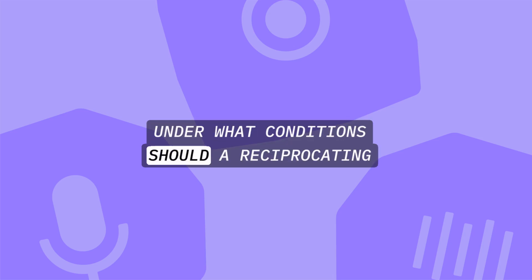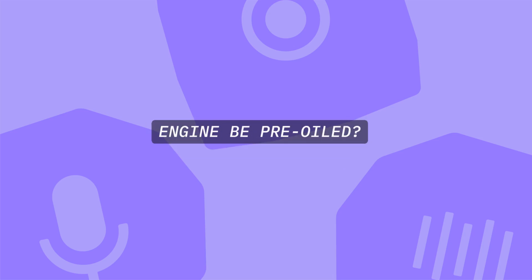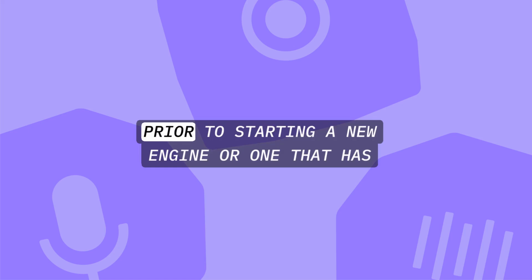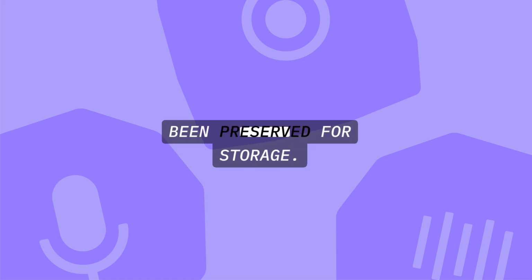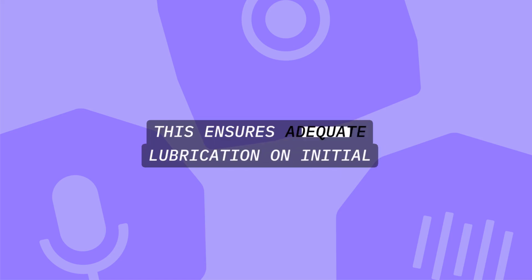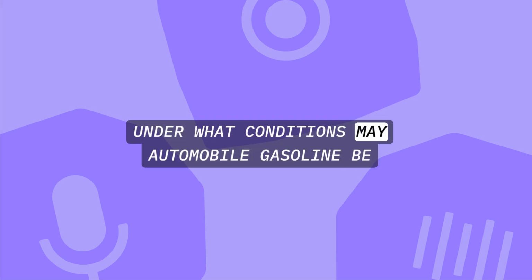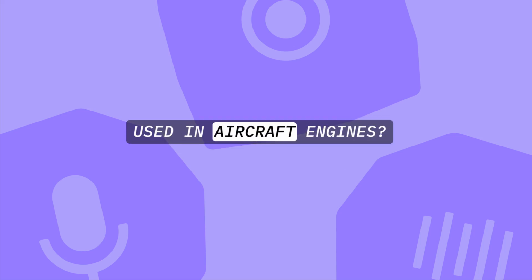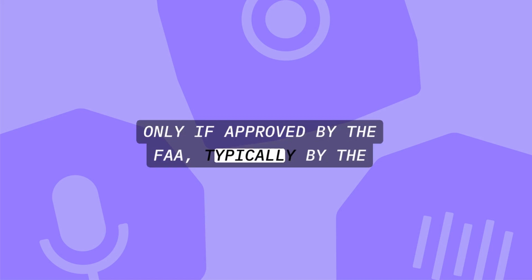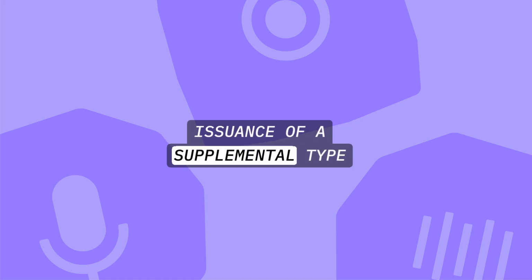Under what conditions should a reciprocating engine be pre-oiled? Prior to starting a new engine or one that has been preserved for storage. This ensures adequate lubrication on initial startup. Under what conditions may automobile gasoline be used in aircraft engines? Only if approved by the FAA, typically by the issuance of a supplemental type certificate.